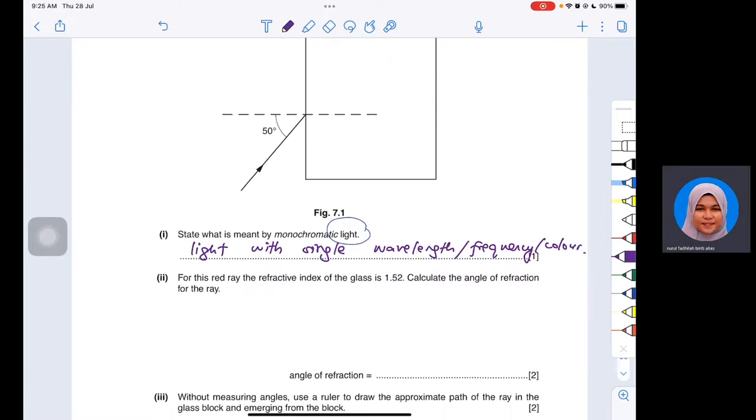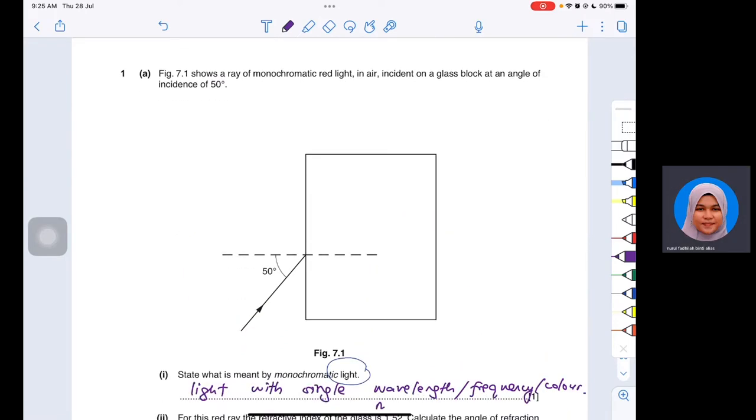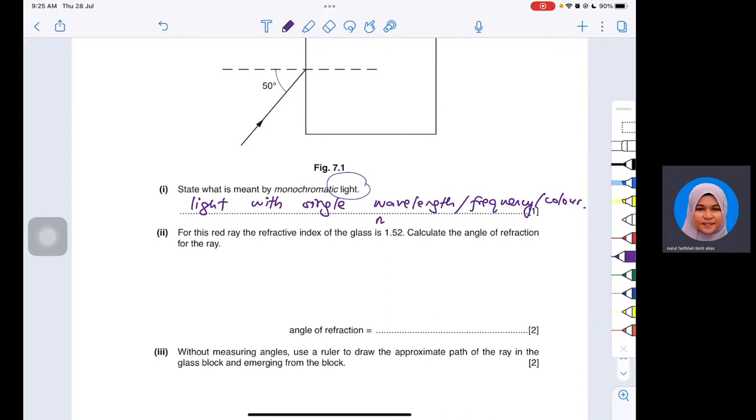Okay, for this red ray, the refractive index of the glass is 1.52. So that's n. Calculate the angle of refraction for the ray. So that's easy. They just tell you the refractive index. So what formula are we going to use?